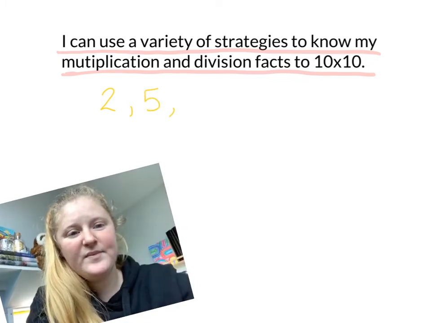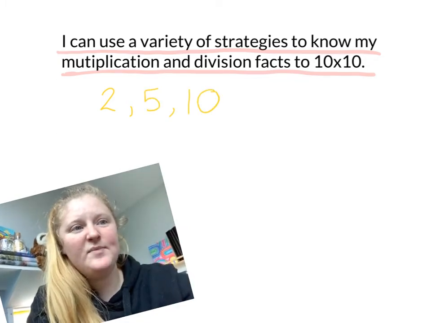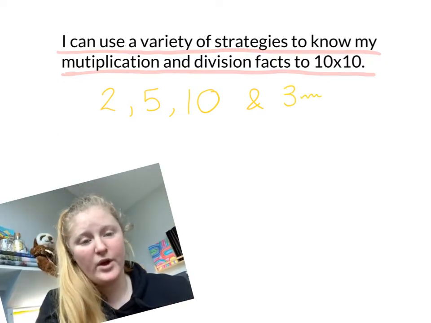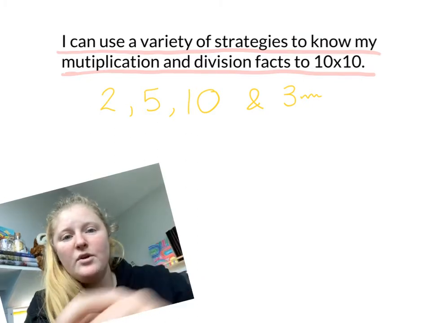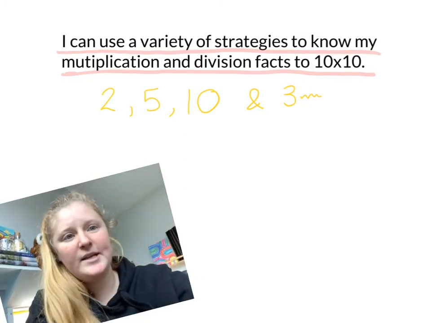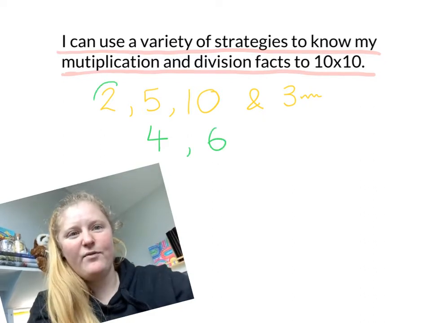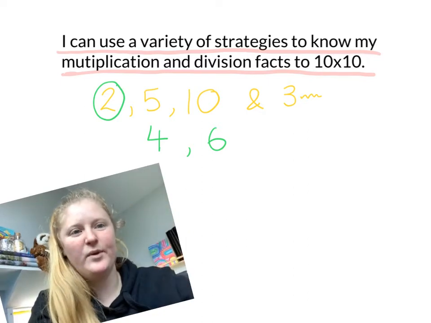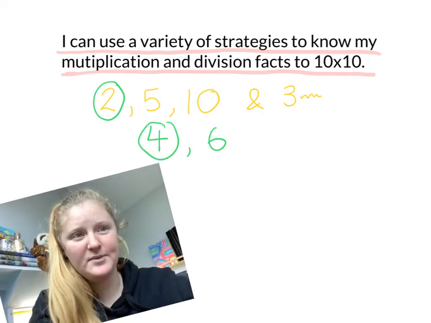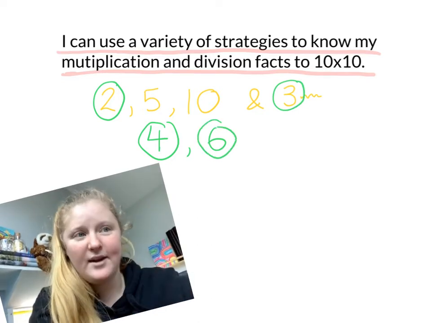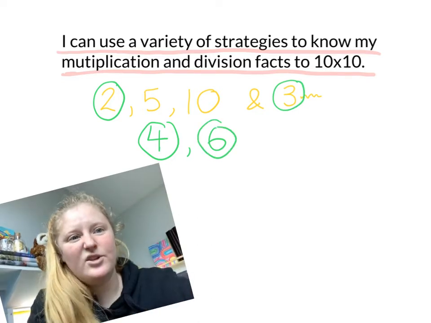So we've worked out that we're very proficient at knowing our 2 times tables, our 5 times tables, our 10 times tables, and also our threes, which is something that we're still working on as a group. So what else we've been doing is looking at our 4 times tables and our 6 times tables, because we worked out if we know our 2 times tables, we also know our 4 times tables. And if we know our 3 times tables, we also know our 6 times tables.